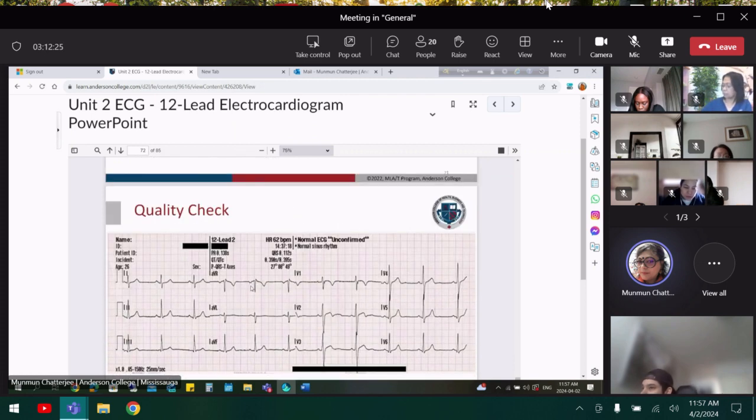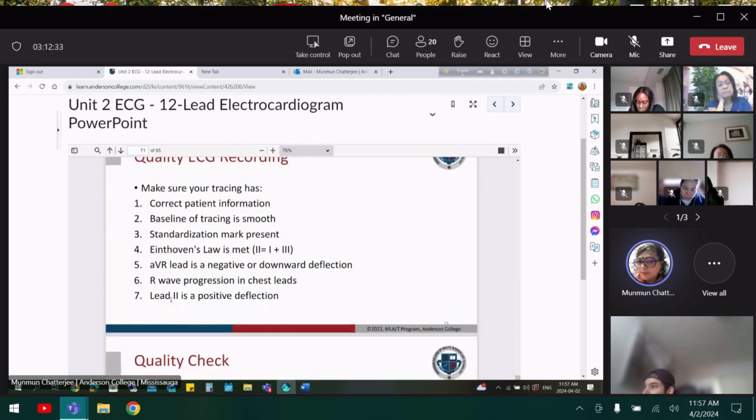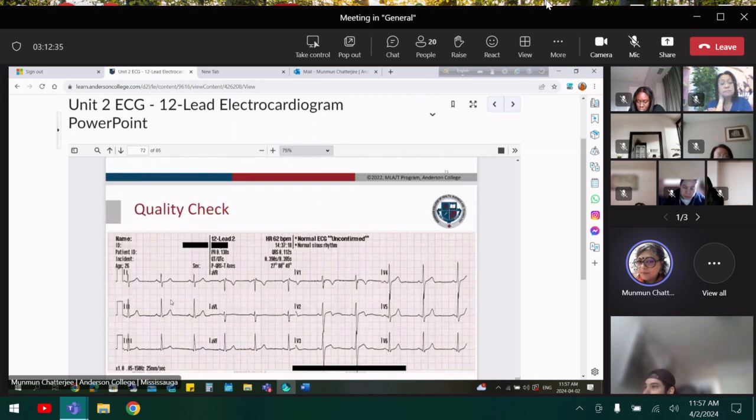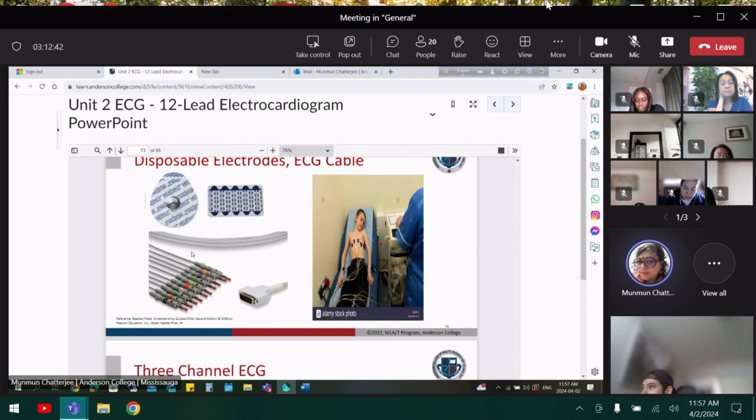R wave progression in the chest leads. So R wave progression, this is the QRS progressing here in chest leads 1, 2, 3. And lead 2 is a positive deflection. This is lead 2 in the positive deflection. So these are the 7 criteria.